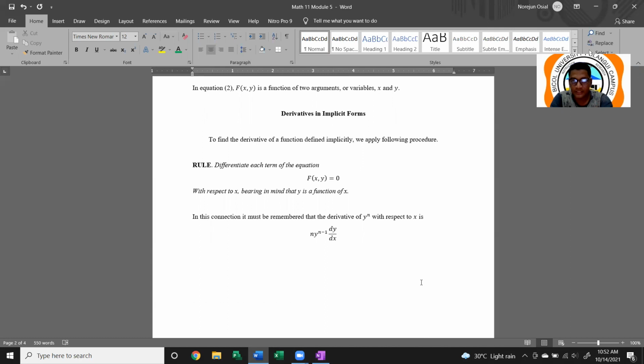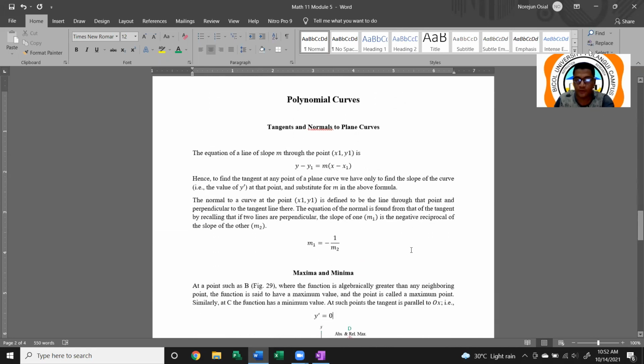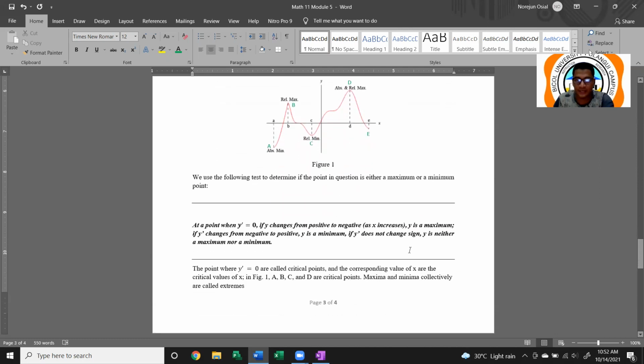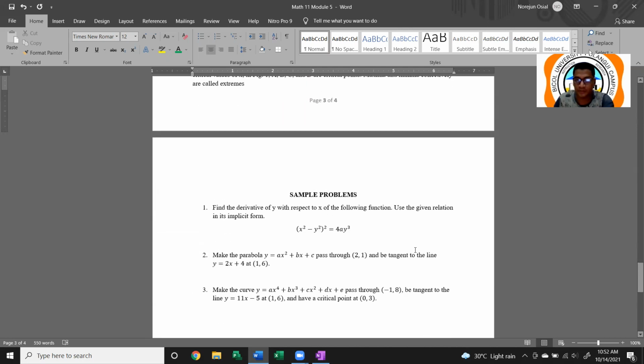In this connection, it must be remembered that the derivative of y raised to n with respect to x is n times y raised to n minus 1 times the derivative of y with respect to x. If you recall our last module, this is the power formula of the derivative of y raised to n. Before we proceed to the other topics, let's first solve our sample problem for the implicit function.